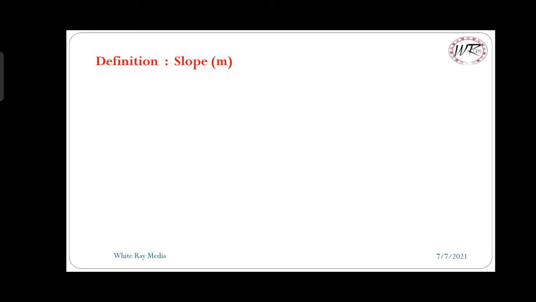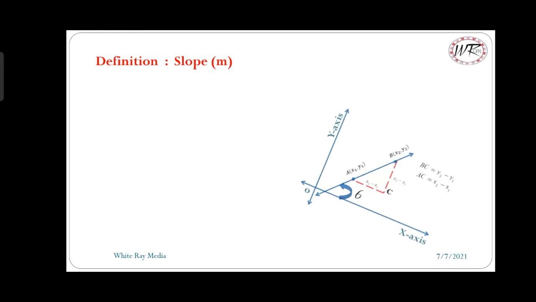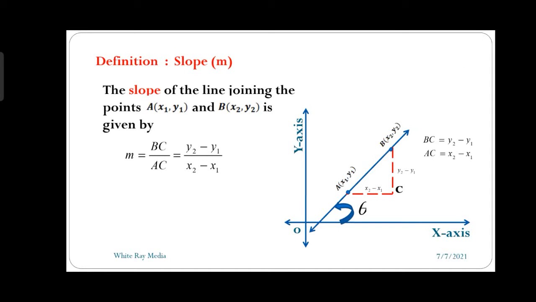Definition of slope. We have seen this definition in session 4 itself. So even now we are seeing the slope of the line joining the points A (x1, y1) and B (x2, y2) is given by m = BC divided by AC, that is equal to (y2 minus y1) divided by (x2 minus x1). This is the formula. It should be used when two coordinates are given.